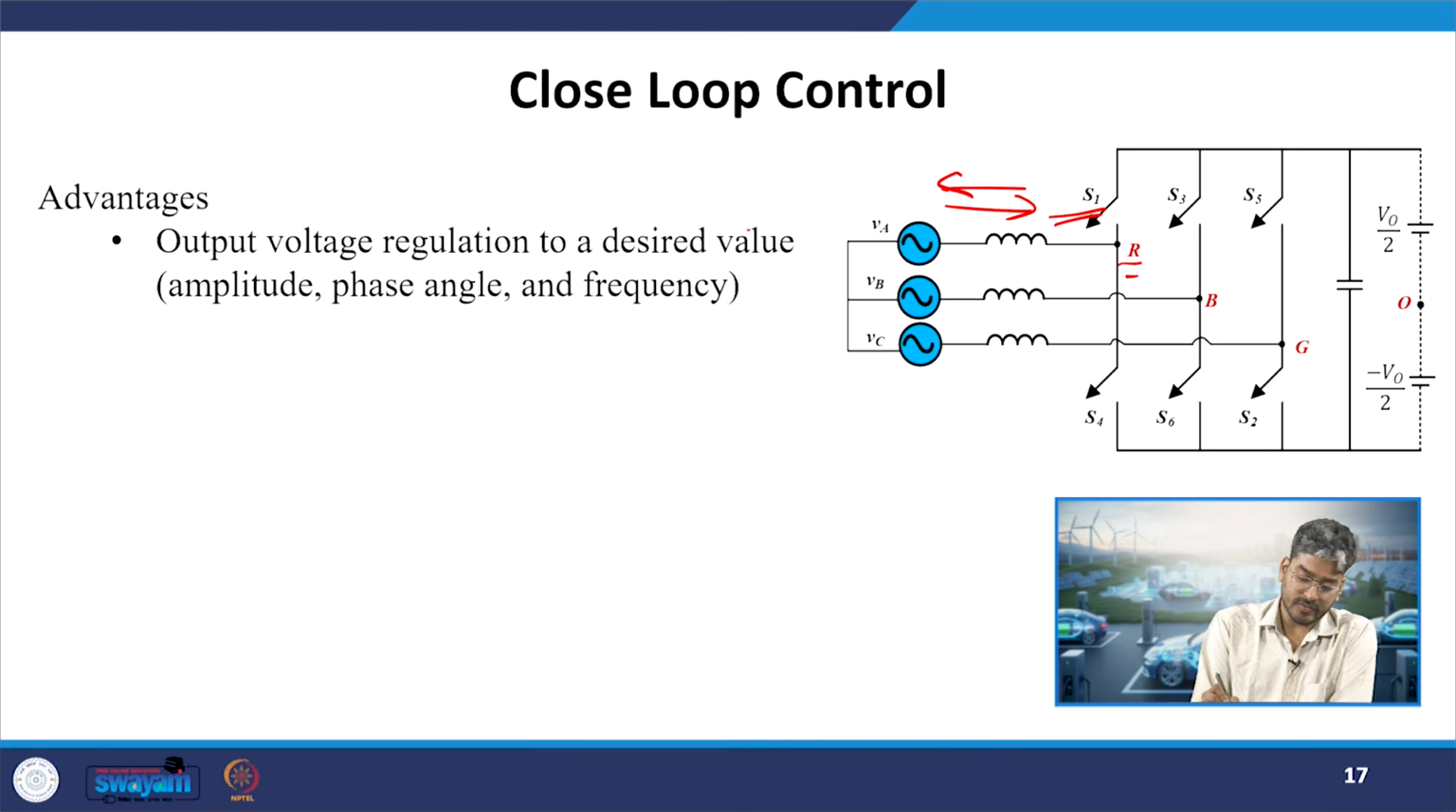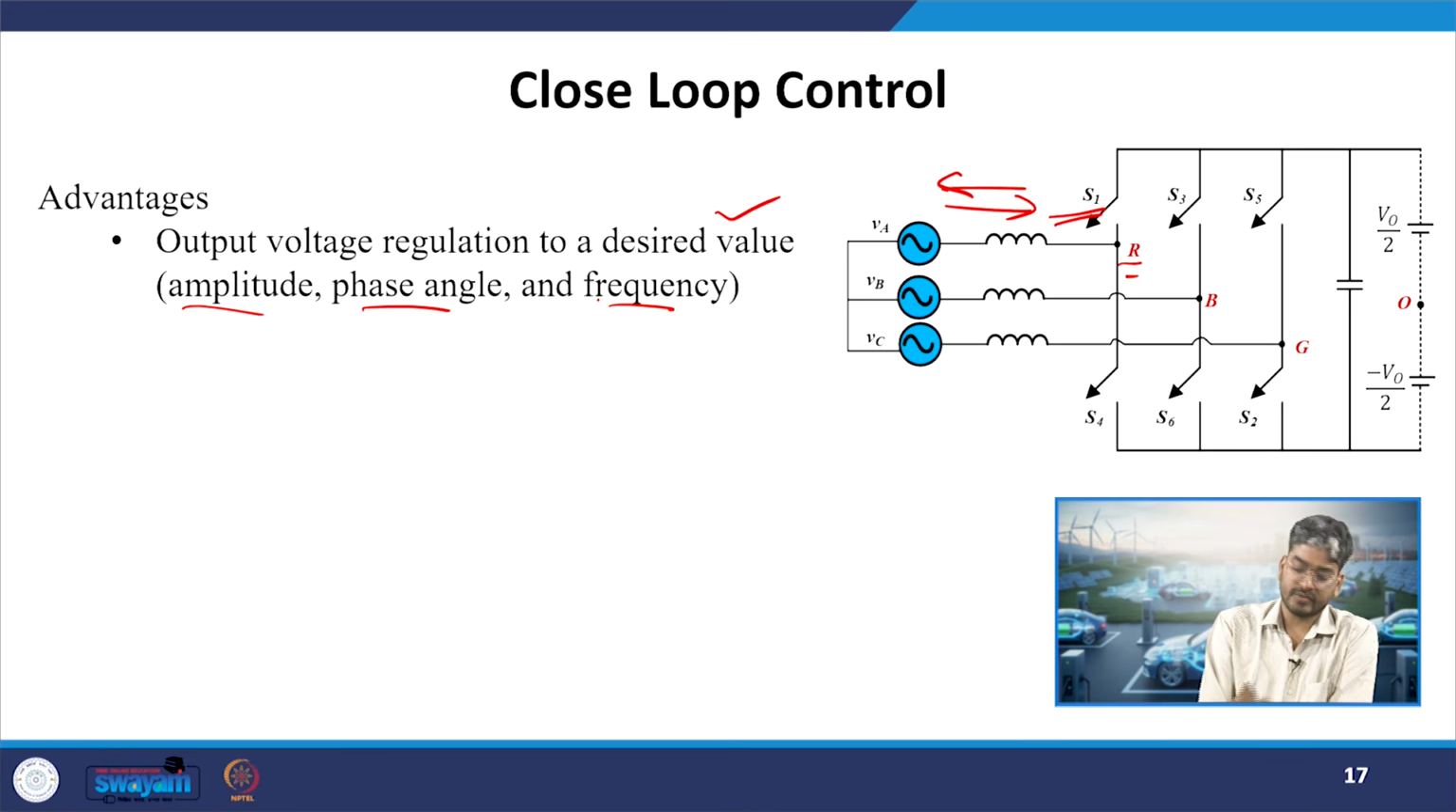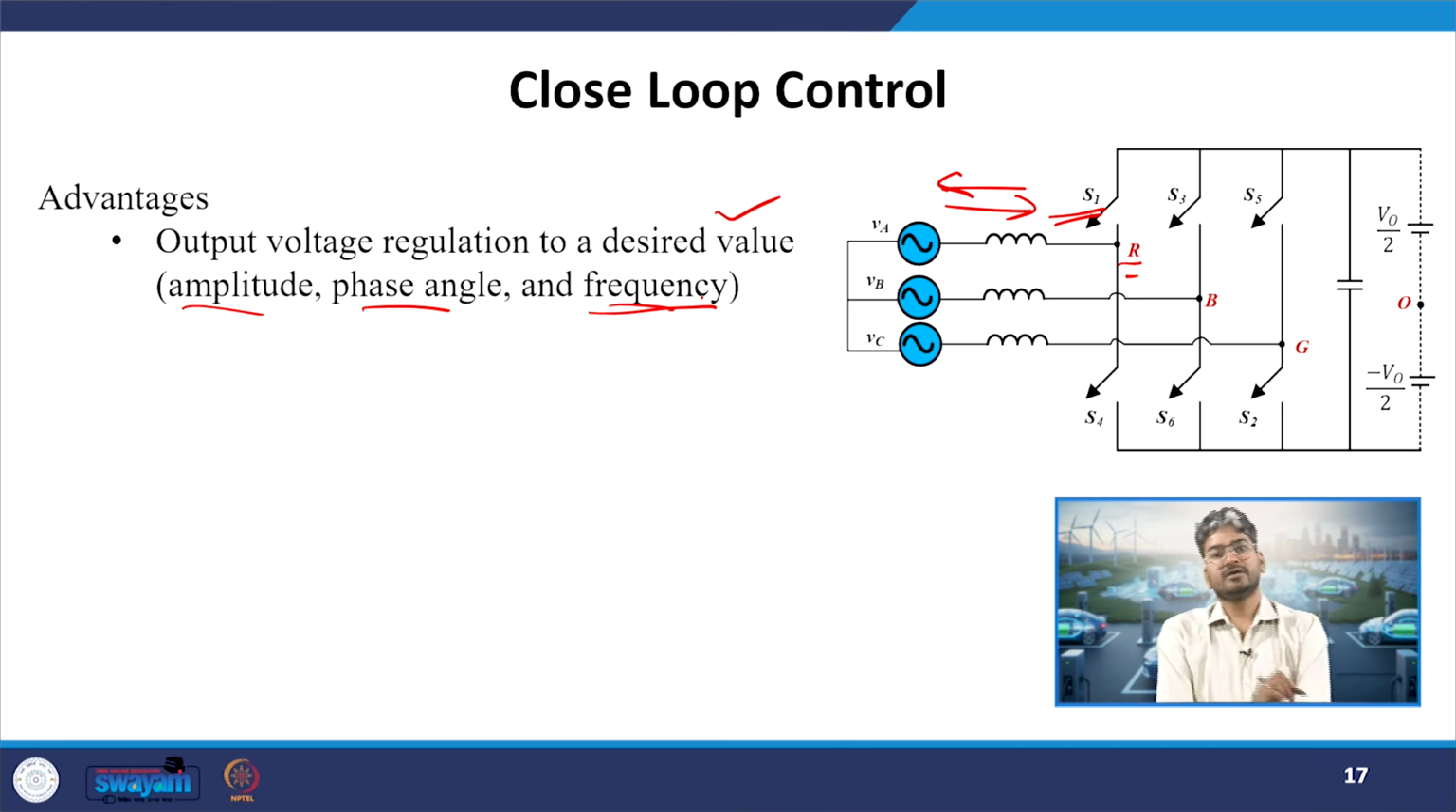In this case, output voltage will be regulated to a desired value irrespective of the change in the parameters or any other variable in the circuit. What will be the meaning of voltage regulation? I can change the amplitude, phase angle and frequency of the output voltage. So, how to change the amplitude? Just by adjusting the amplitude of your sine wave. How to change the phase angle? By shifting the phase angle of the modulating signal. How to change the frequency of the output voltage generated by this converter? By changing the frequency of your modulating signal.